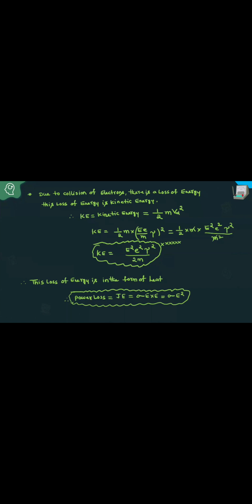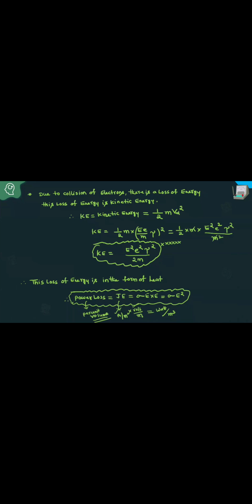What are the units of this one? This is power loss per unit volume. What are the units of J? Ampere per meter square. What are the units of E? Volt per meter. Current into voltage is watt. Ampere into volt gives watt, so watt per meter cube. That's why I told per unit volume.